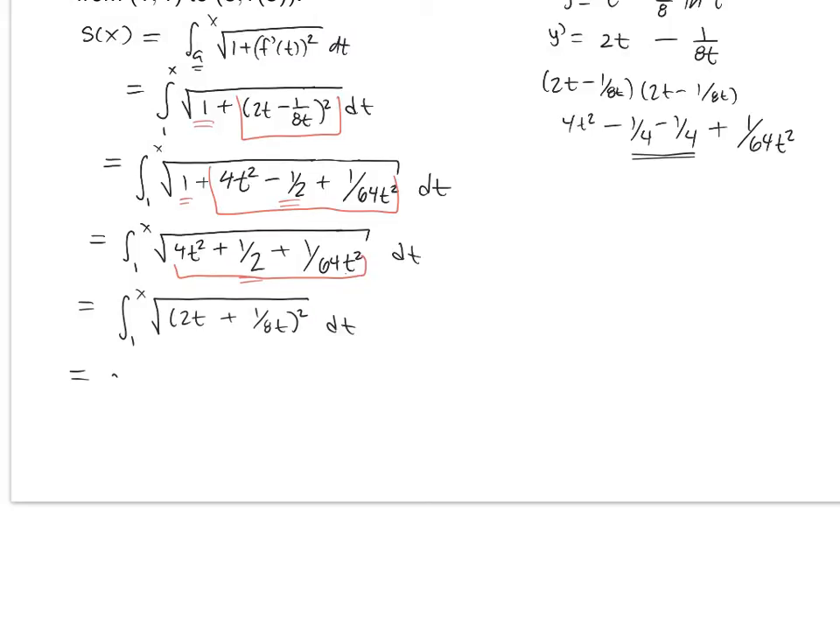So then the integral becomes 1 to x of 2t plus, I'm going to write that as 1/8 times 1 over t. I think it'll be a little better to integrate that way. Can you anti-differentiate now? What do you get? t squared plus 1/8 natural log of t.